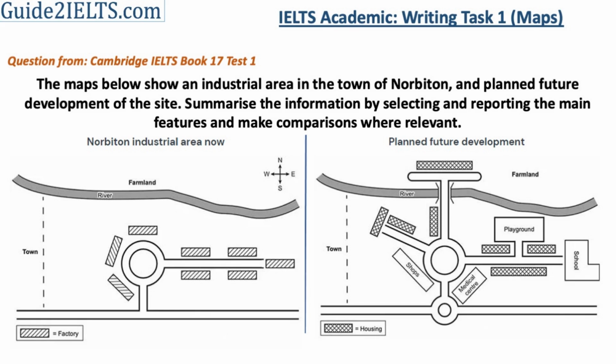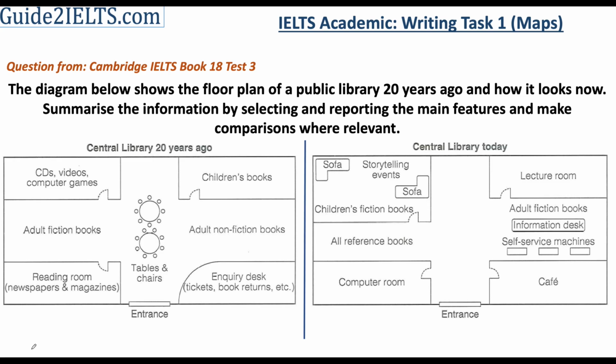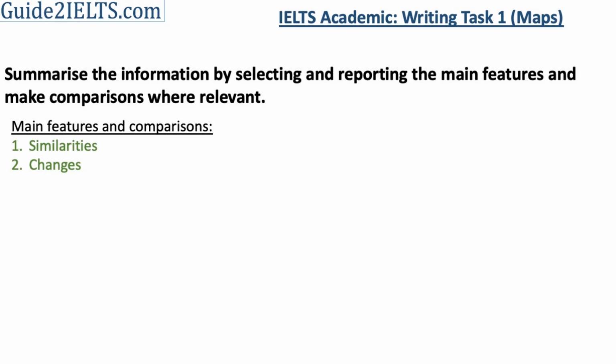Just like all writing task 1 academic questions, map questions come with the same instruction. Summarize the information by selecting and reporting the main features and make comparisons where relevant. In map questions, the main features and comparisons we focus on are the similarities and changes between the 2 maps. We need to describe what is the same between the 2 maps and what has changed.